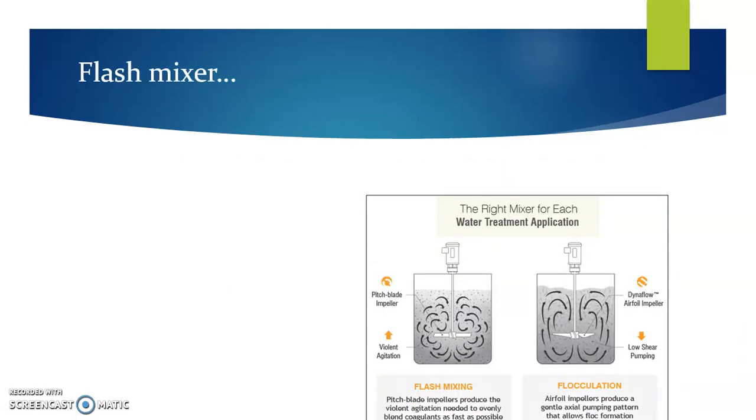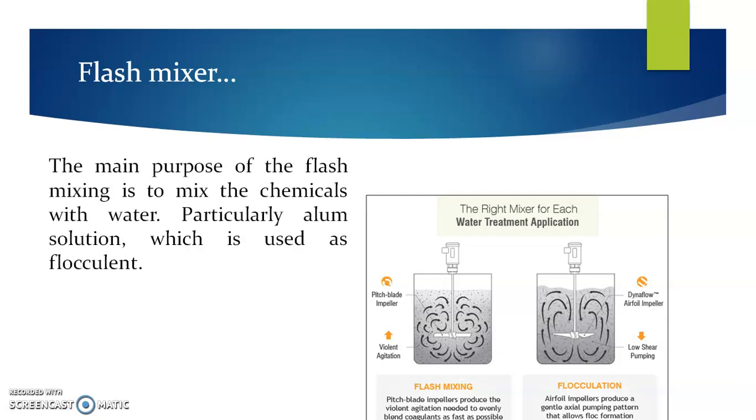Next is flash mixer or rapid mixer. The main purpose of the flash mixing is to mix the chemicals with water, particularly alum solution, which is used as flocculant. These are used to improve the characteristics of the suspended or colloidal particles so that they get settled.